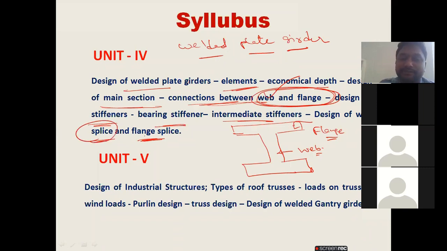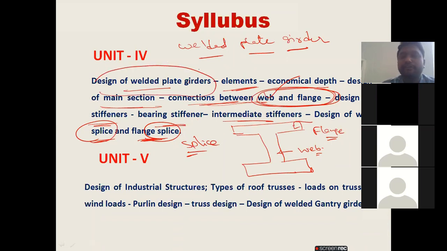Anyway, what is the splice first? I will explain later once we enter into the subject discussion. Okay. So we have to design each and everything, like bearing stiffeners, intermediate stiffeners, web splice and also flange splice. These two are most important along with the plate girder design.